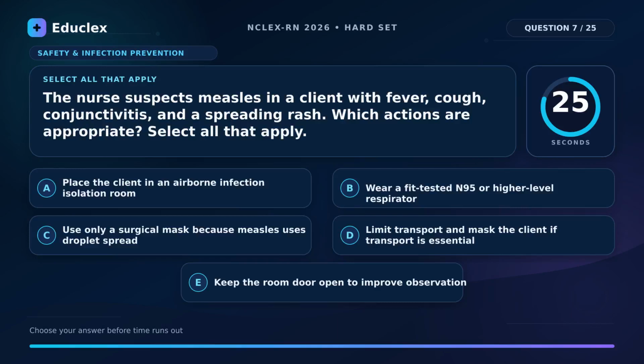Option C. Use only a surgical mask because measles uses droplet spread. Option D. Limit transport and mask the client if transport is essential. Option E. Keep the room door open to improve observation. Your 25-second thinking time starts now.